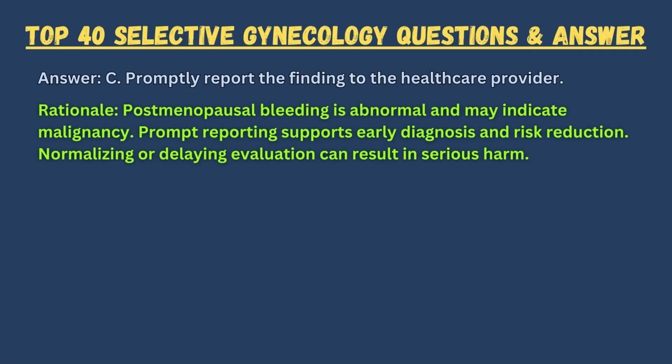Answer. C. Promptly report the finding to the healthcare provider. Rationale. Postmenopausal bleeding is abnormal and may indicate malignancy. Prompt reporting supports early diagnosis and risk reduction. Normalizing or delaying evaluation can result in serious harm.